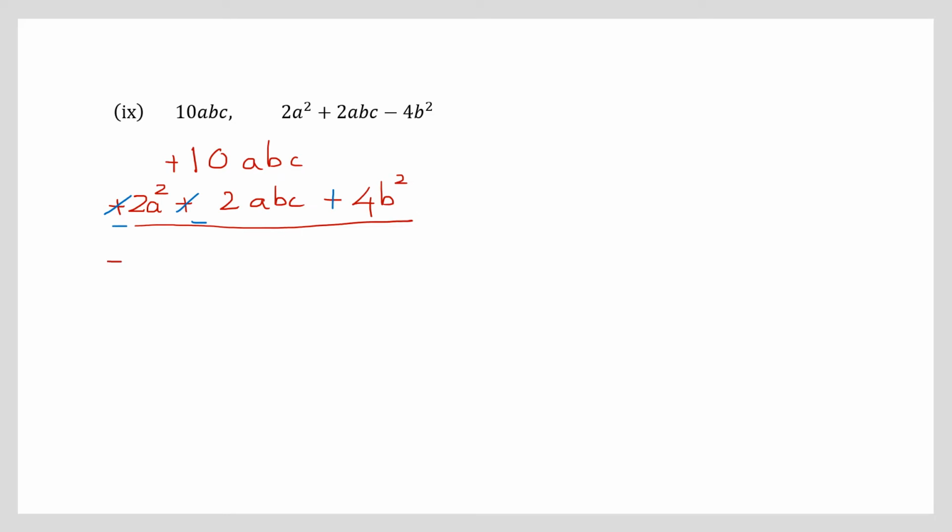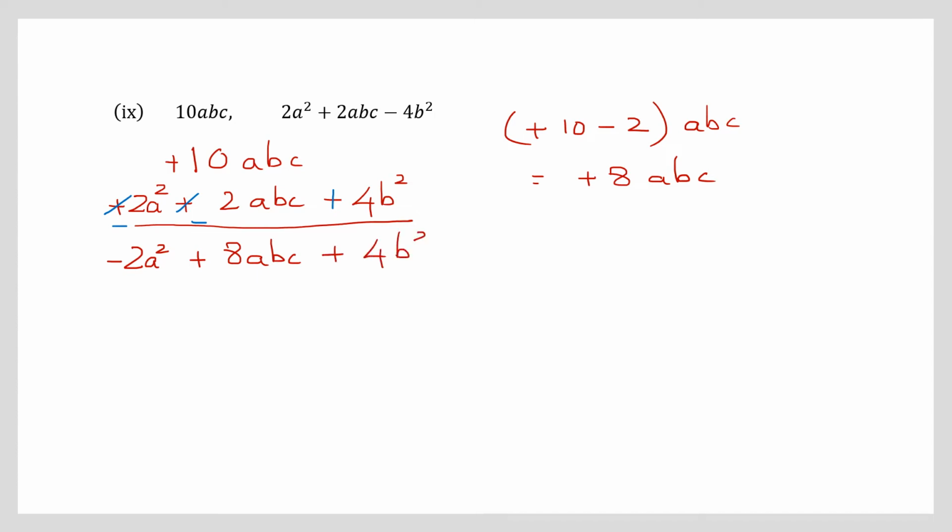Let's write the answer. So we start with minus 2a square. Now abc, what do we have? We have plus 10 minus 2 abc. When signs are different, put the sign of a bigger number and subtract. 10 minus 2 is 8 abc. So that becomes plus 8abc. And here we have plus 4b square.